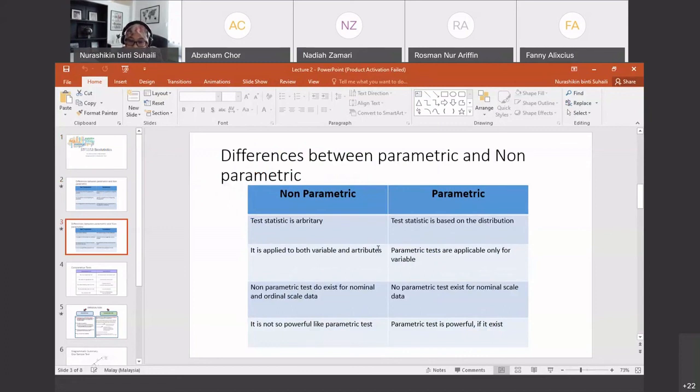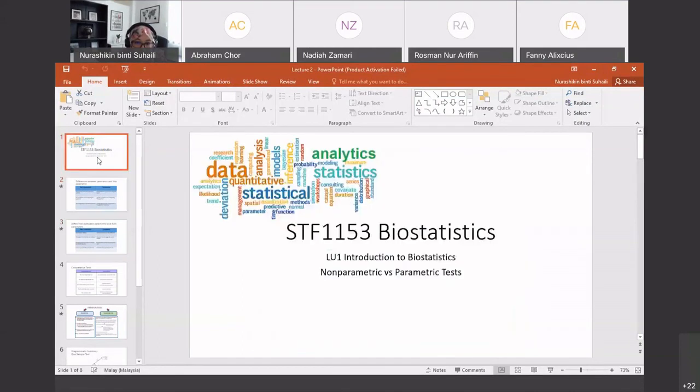So basically, that's it for today's lecture. We have covered LU1. LU1 is just an introduction, very basic. It's introductory to all this. What is statistics? The central measurement, as in the first lecture, and then dispersion, and then this one is just the introduction to non-parametric and parametric tests.